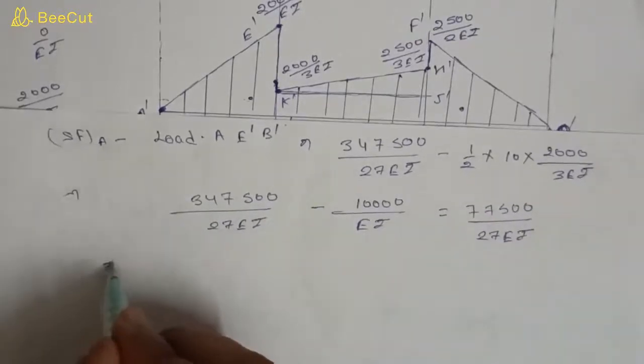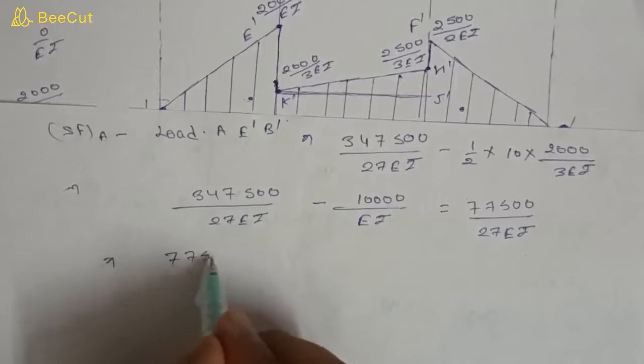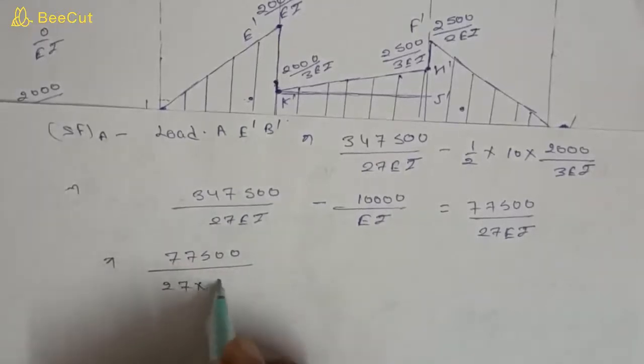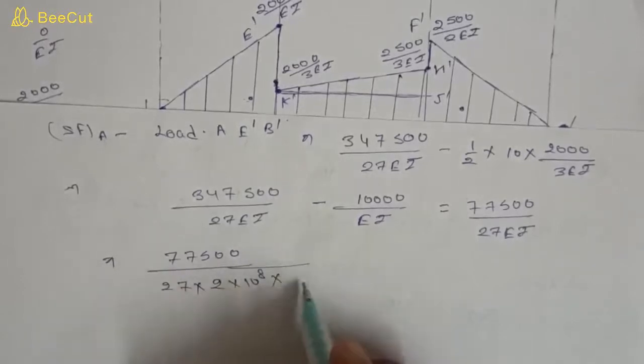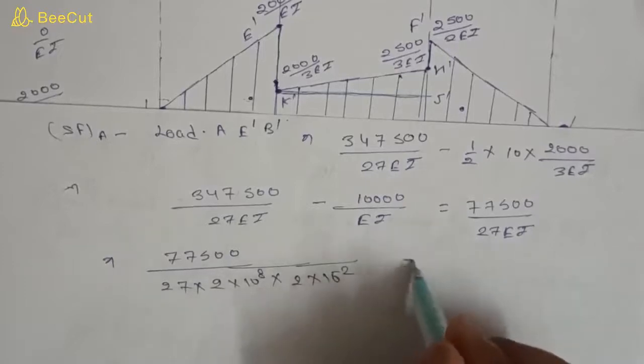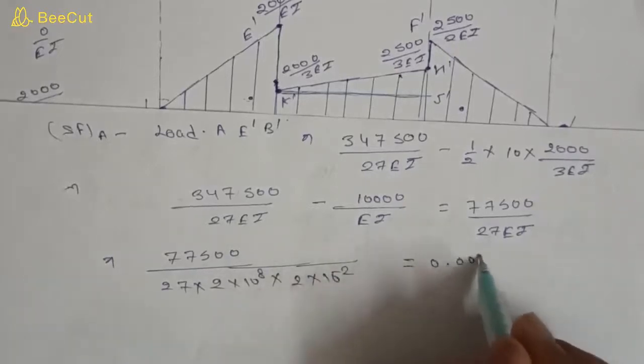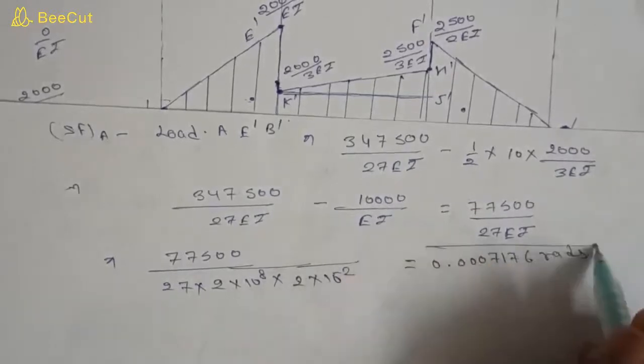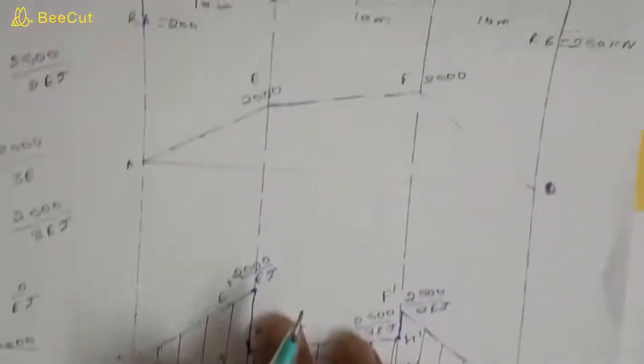So we will get 77500 upon 27 into value of E, which is 2 into 10 to the power 8, into value of I, which is 2 into 10 to the power minus 2. So this will become 0.0007176 radians. So this is the slope at this point.